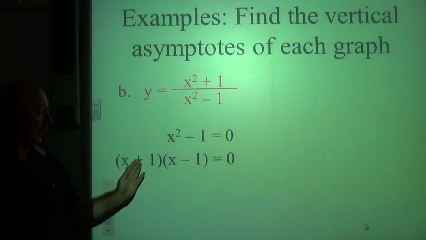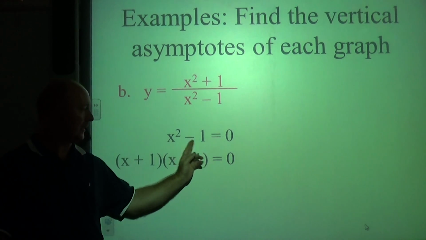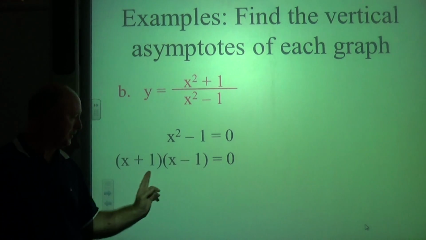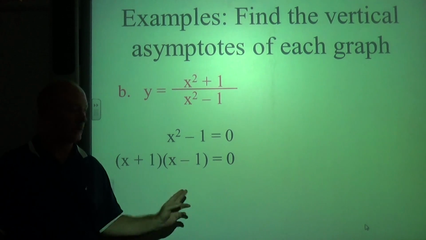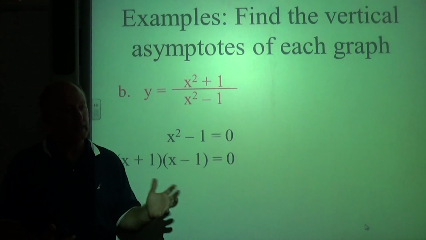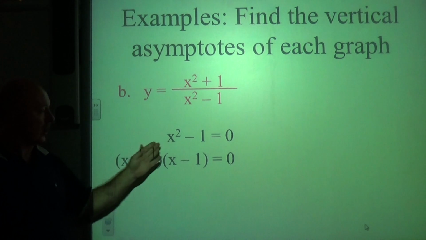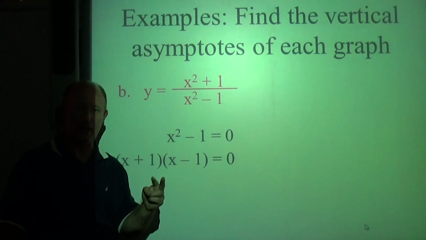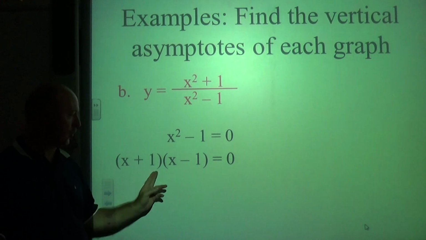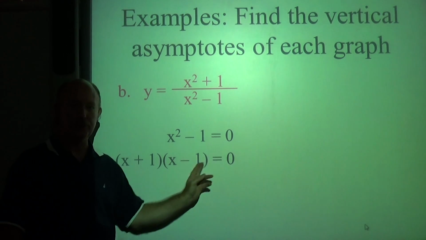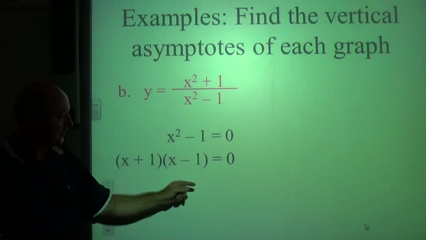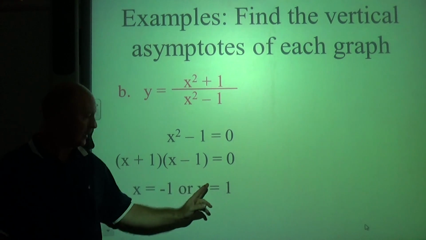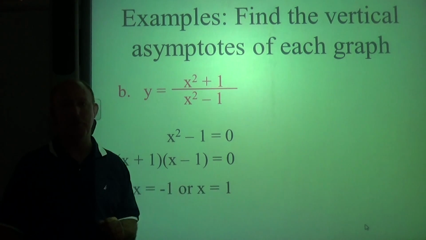I'll solve this by factoring it. X squared minus 1 is the difference of two squares. This one factors: x plus 1 times x minus 1 equals 0. You can also solve it by moving the negative 1 over and then taking the square root, which will give us our two answers also. So our solution is x equals negative 1 or x equals positive 1.